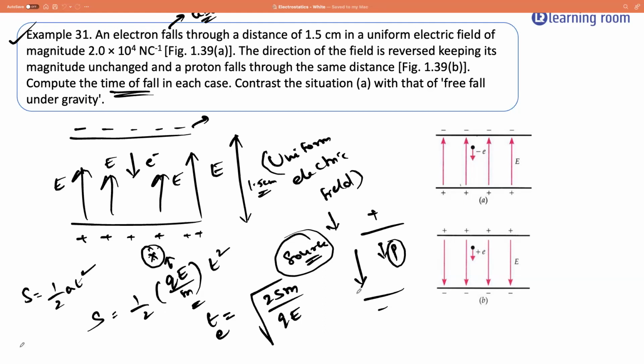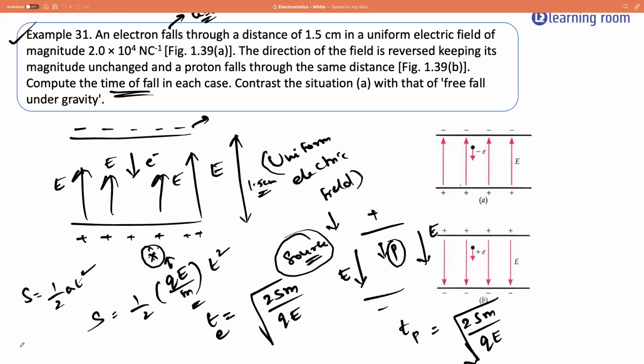Because a proton travels in the direction of the electric field, whereas an electron travels in the direction opposite to the electric field. So if I calculate the time taken by the proton, what will I get? Logically, tell me: root of 2s times m divided by q times e. Now, among TE and TP, what are the parameters that are going to change?